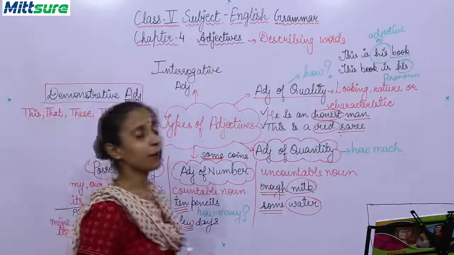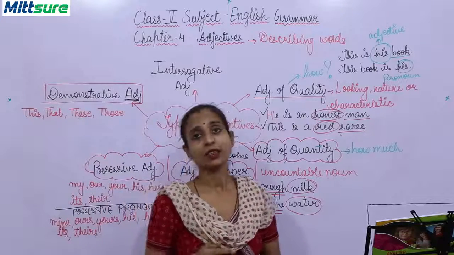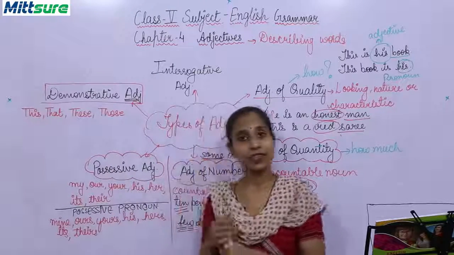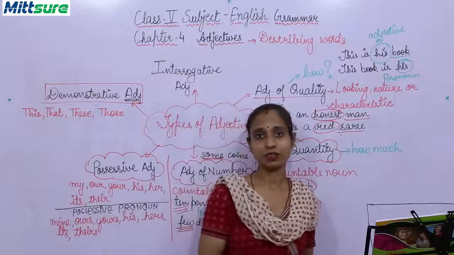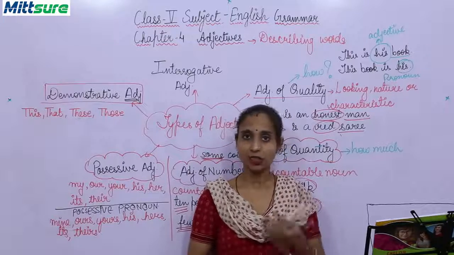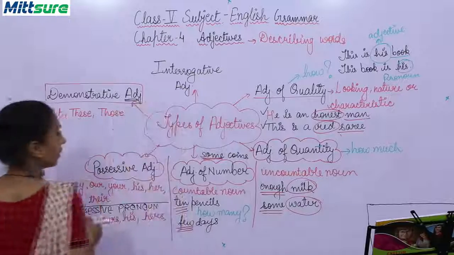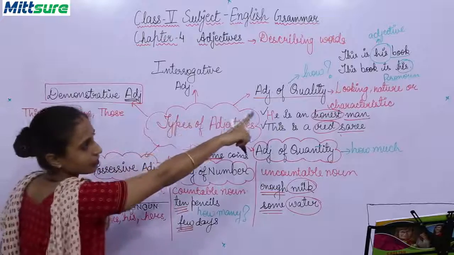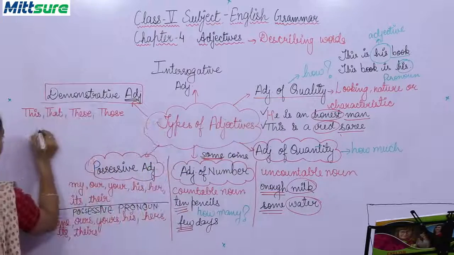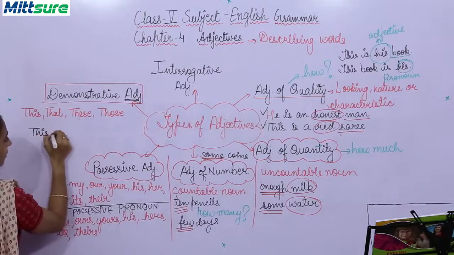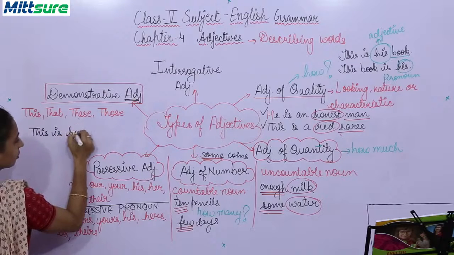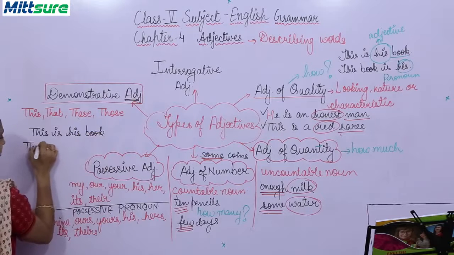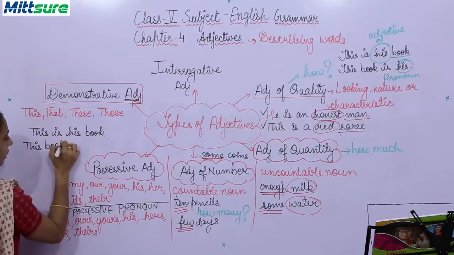Now you will say, ma'am, how will we come to know that in the given sentence this, that, these, those is a demonstrative adjective or a demonstrative pronoun? Then children, just see the example which I am writing. Same example I am going to take. This is his book, this book is his. This is his book. This book is his.